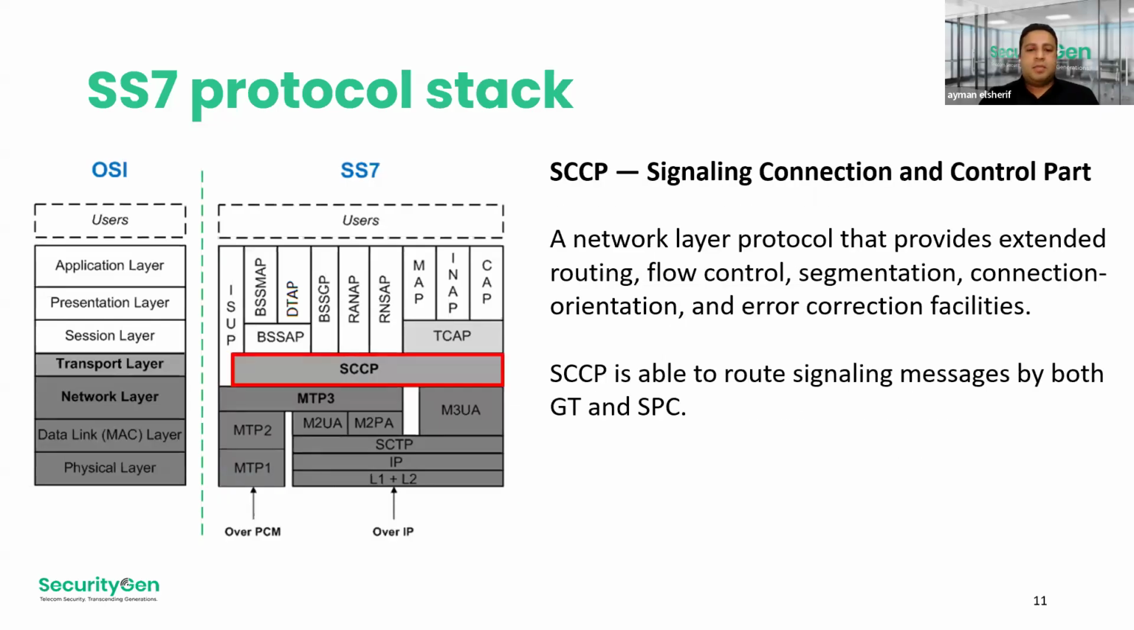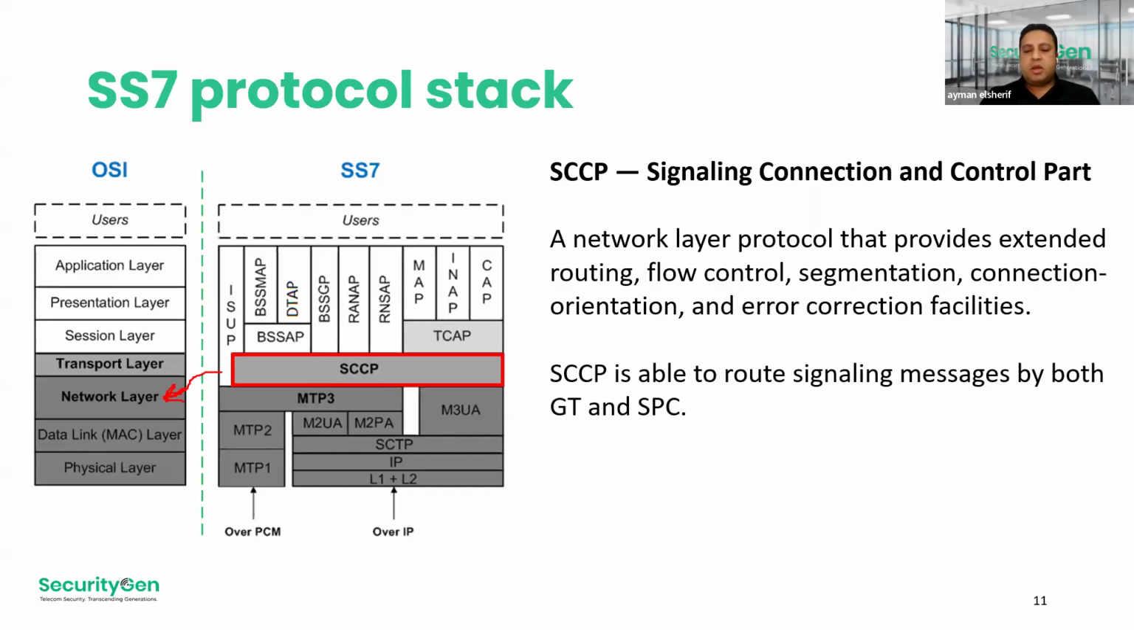The next one is SCCP, or Signaling Connection Control Part. It mainly provides routing of signaling messages between network elements and handles features like flow control, segmentation, error correction and detection. SCCP implements some functionality of the network layer of the OSI model, mainly for routing messages. In traditional IT networks, routing is based on source and destination IP addresses. However, in SS7 networks, SCCP uses different identities. Mainly, routing is based on something called the global title and signaling point codes.